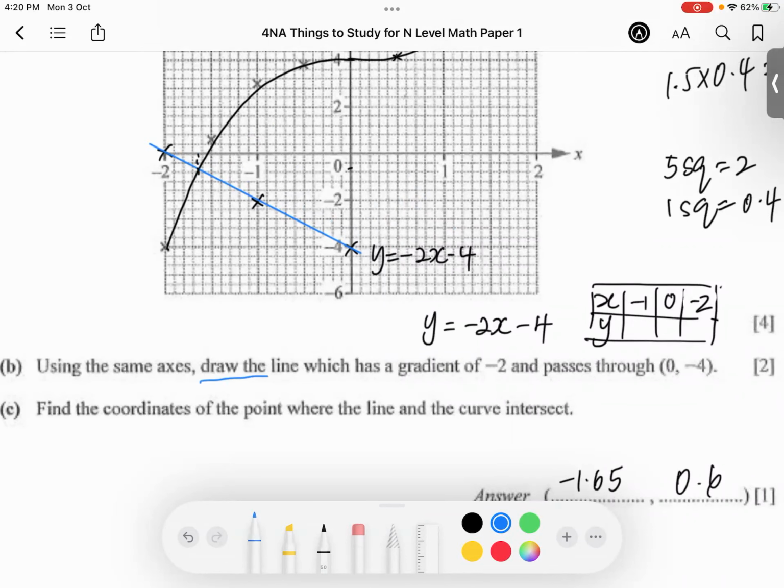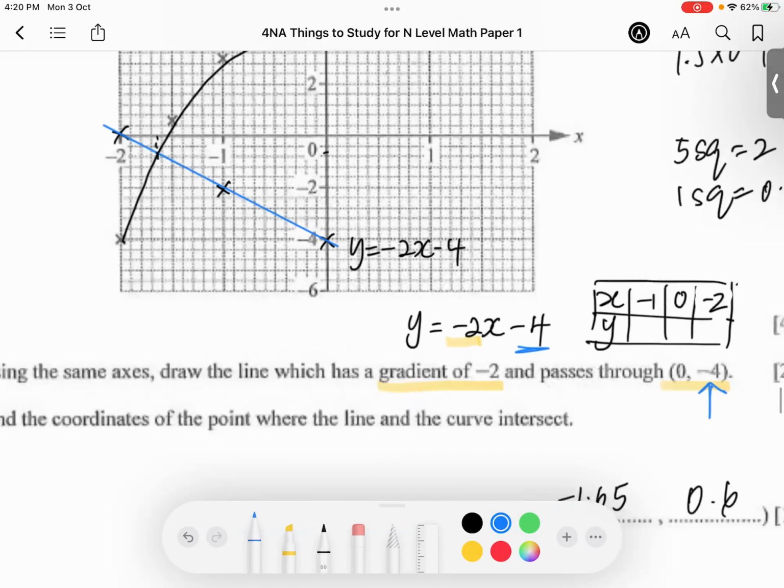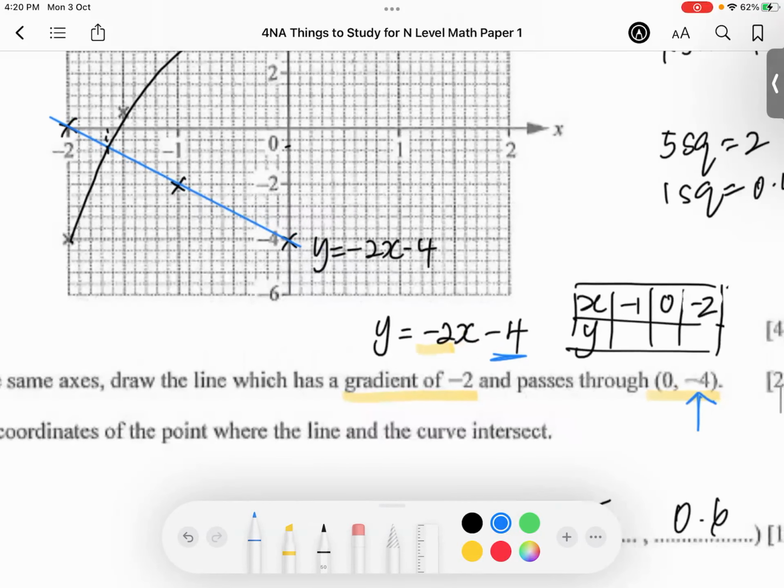Same gradient means parallel lines. The gradient is -2, so y equals mx, where m is -2. It passes through this point. Very clearly, x is 0 means it's the y-intercept, so the y-intercept is -4. So the moment I know this is my equation, I need to draw this line. Again, table, then plot the table.